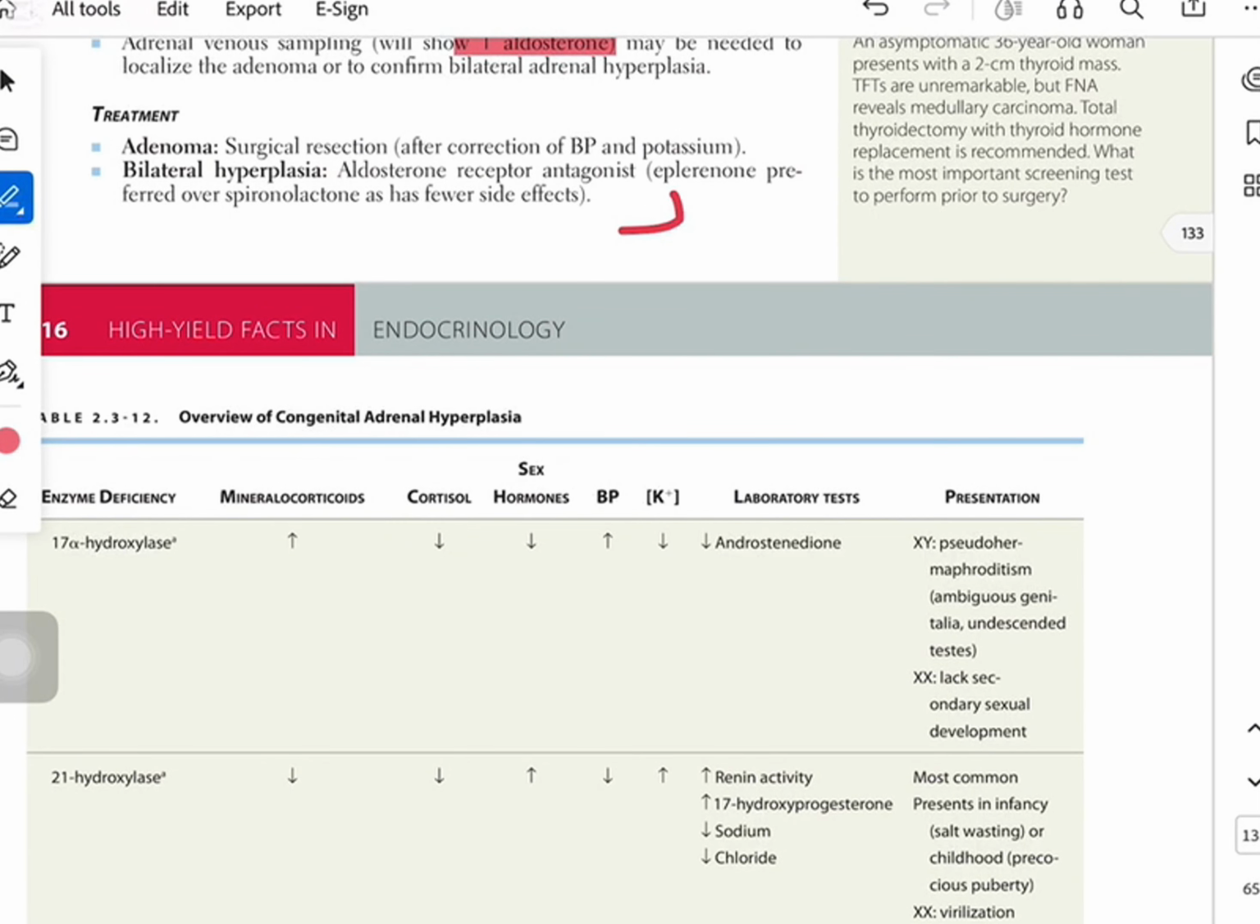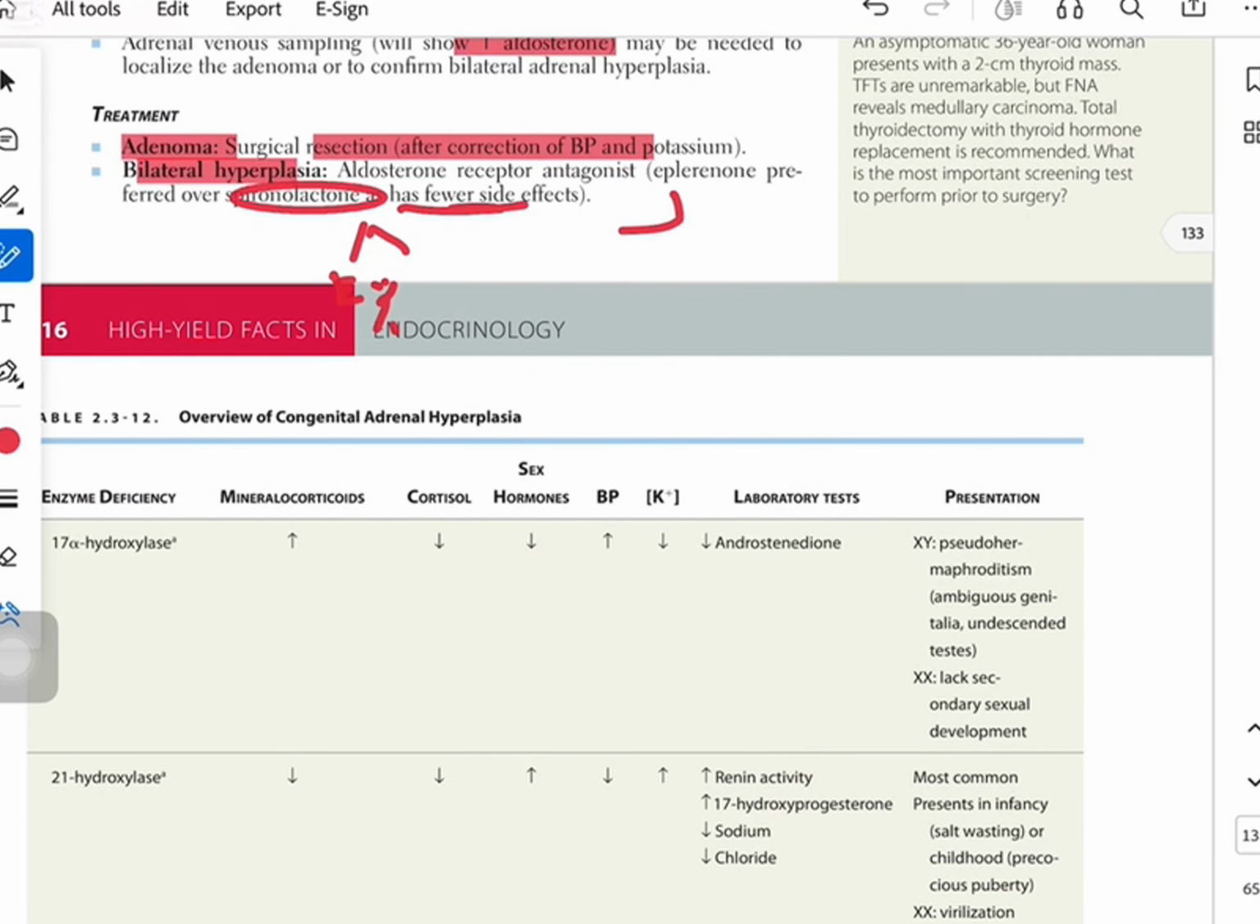How will we treat the patient? For adenoma, we will do surgery. And for bilateral adrenal hyperplasia, what will we do? Aldosterone receptor antagonist drugs. What is the name of the drug? Spironolactone we will give first. But what is the problem? It has a few side effects. What are the side effects? Potassium level will be high, and also gynecomastia. If there is a problem, then which type of drug will we give? We will give amiloride.